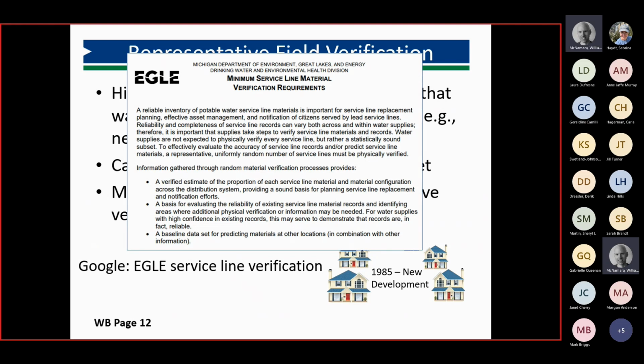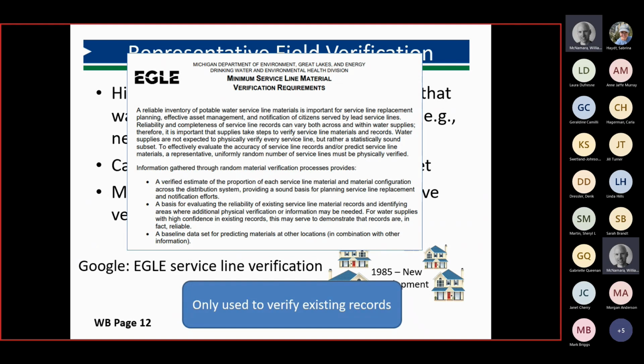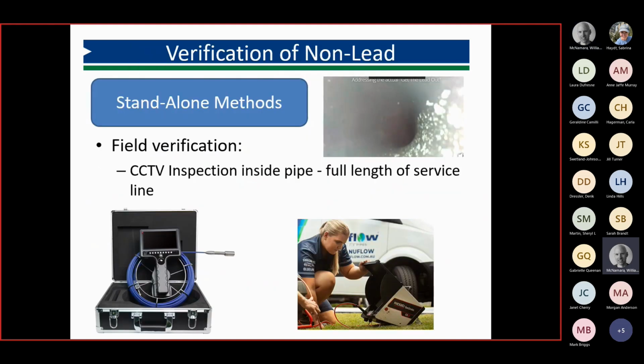Again, the key there is that they have records that they're verifying. So that's why I put that up there. It's only used to verify existing records still. Now, if they have nothing, then they really shouldn't use the 20%.